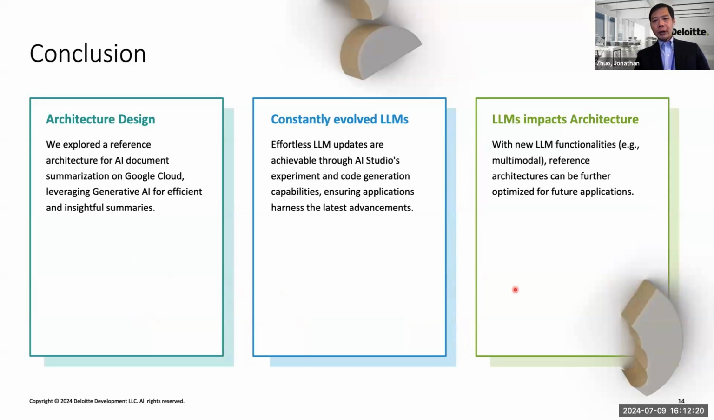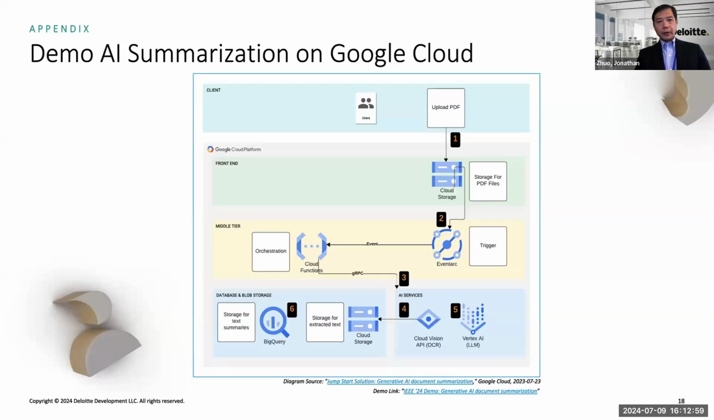Third, evolving large language models impact architecture design. With new LLM functionalities, for example, multimodality, reference architecture can be further optimized for future applications. Let's refresh our memory on what I'm going to demonstrate about this reference architecture. I'm going to walk you through each component in my demo.